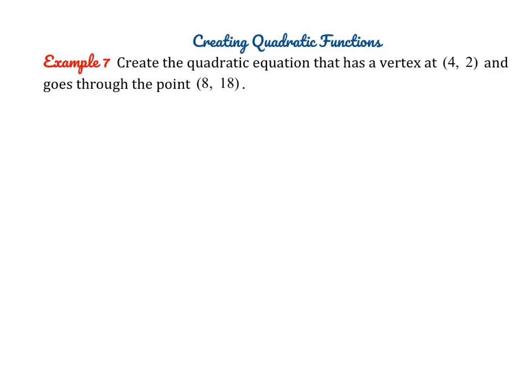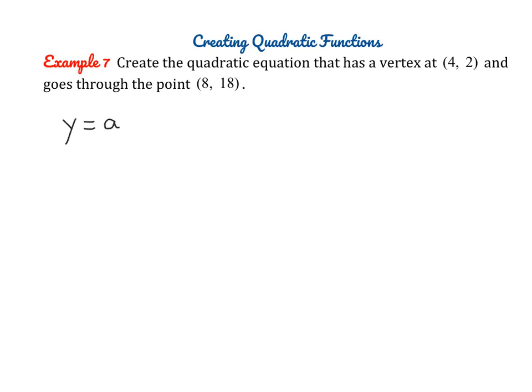So now we're going to take a step back from graphing, and we're going to kind of do the opposite. So we're going to actually be creating the quadratic function. So here we're asked to create the quadratic equation that has a vertex at (4, 2) and goes through the point (8, 18). So I think for these types of problems, the best thing to use is that vertex form.